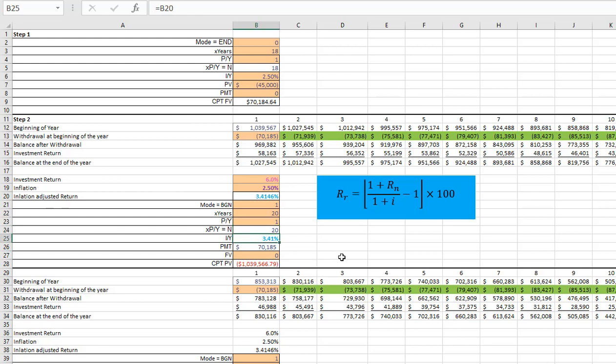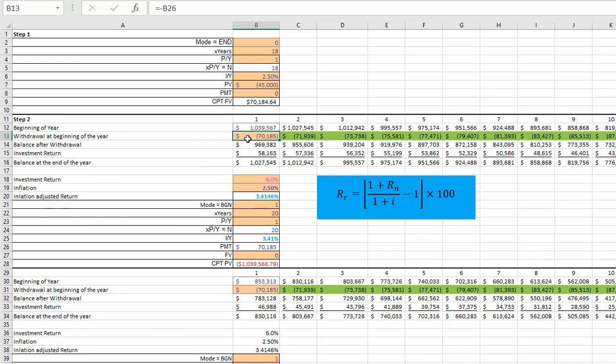But here it's very important that we use the real inflation-adjusted interest rate, which is 1 plus 6% divided by 1 plus 2.5% minus 1, times 100, 3.4146%, okay? So you can see when we do that, we calculate the present value annuity due, $1,039,567. That is the balance that we want at the beginning of retirement.